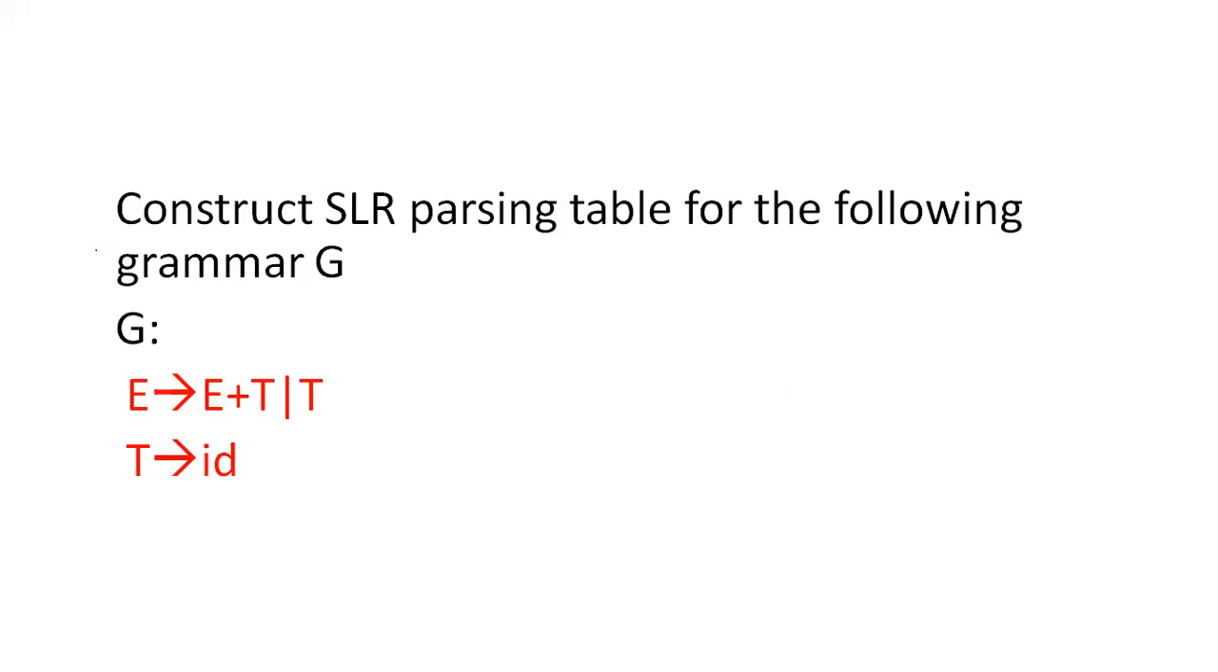Here E is the start symbol, so I need to add one production, E dash implies E. This is the augmented production. And the other productions you should write as they are, that is, E implies E plus T or T, and T implies ID. So this is the augmented grammar G dash. Before proceeding, you need to write the augmented grammar for the given grammar. The augmented grammar contains one more production, that is the augmented production.